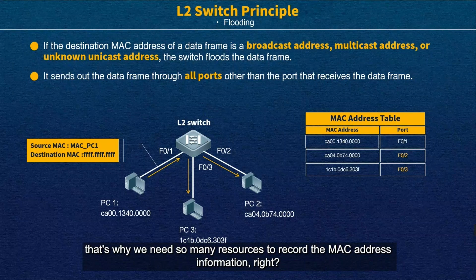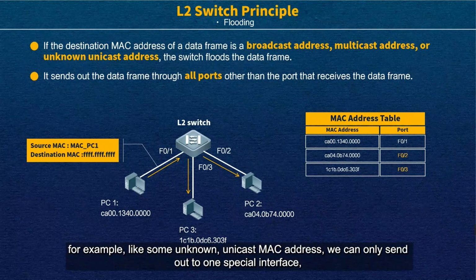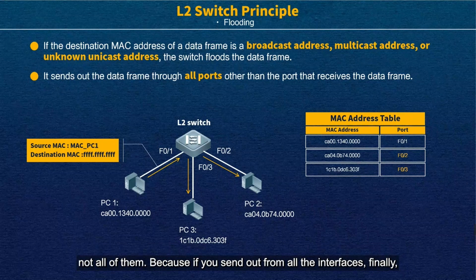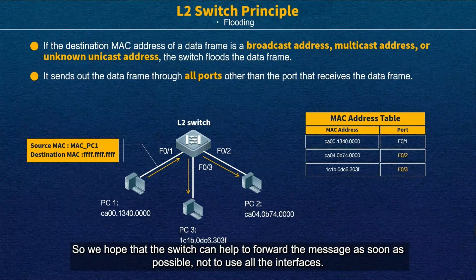That's why we need so many resources to record the MAC address information, right? Because if you have more MAC address information, you can forward, for example, an unknown unicast MAC address, to only one specific interface, not all of them. If you send out to all interfaces, lots of messages will be discarded, and this is a waste of link resources. So we hope that the switch can help us forward the message as soon as possible, not out of all the interfaces.